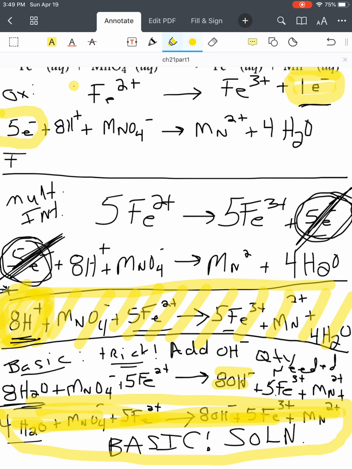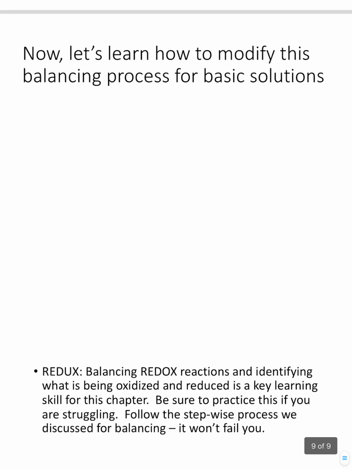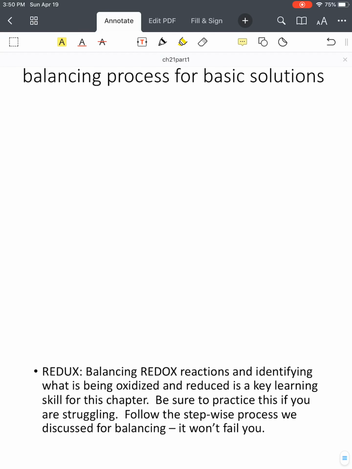So that's the difference. I mean, what we did is we just added this one step on where we added the OHs at the end for basic solution. And that's just how these problems tend to be worked, okay? All right, so just to kind of summarize, so I showed you how to do it in basic solution. Now just to kind of summarize what we talked about here in this video, we learned about redox reactions. They involve transfer of electrons, oxidation, and reduction. You're always going to have both processes, okay?